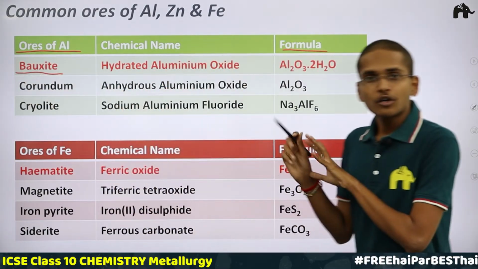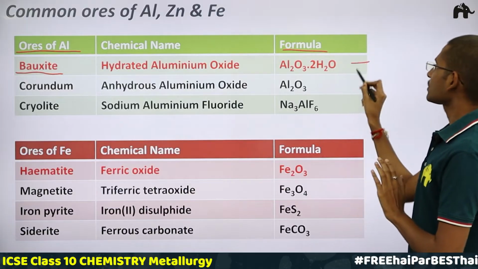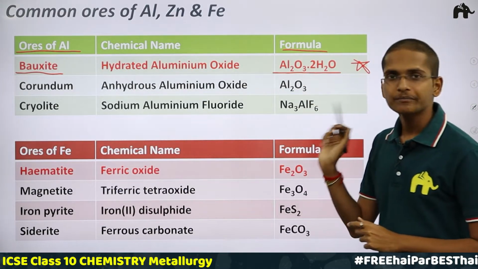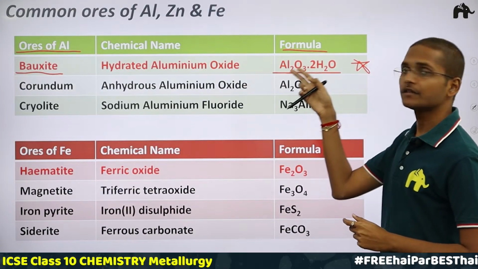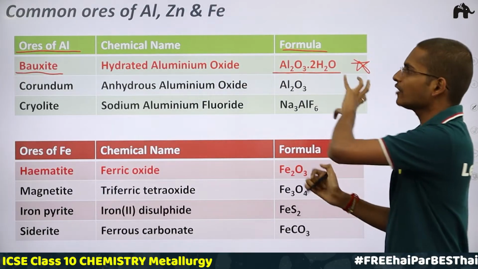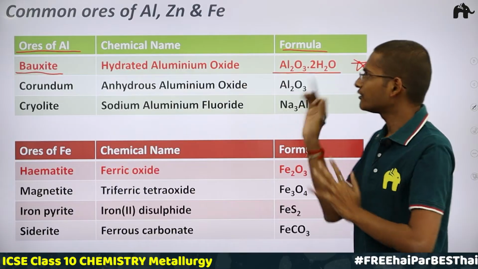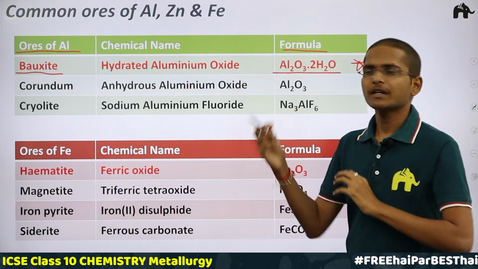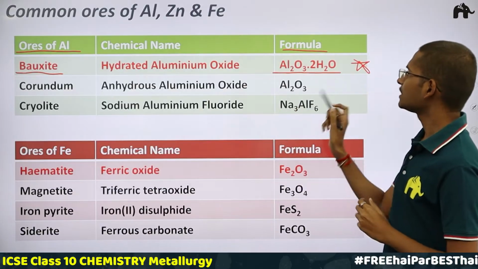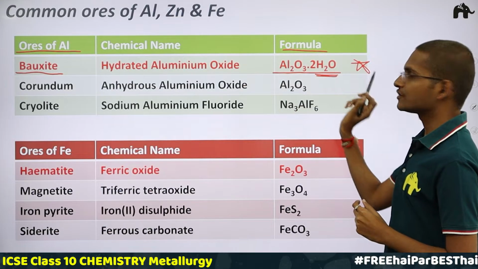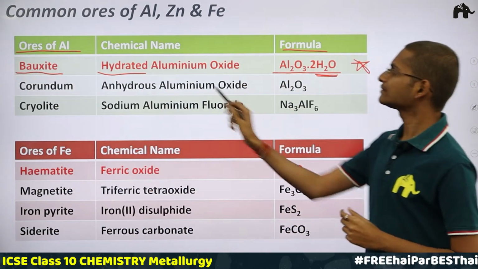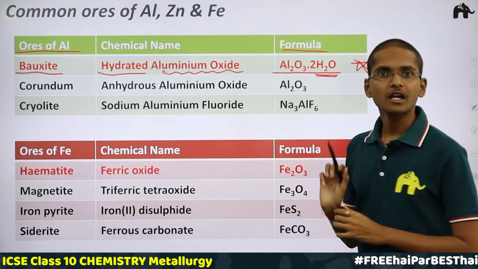Bauxite's chemical formula, very much important, is Al2O3.2H2O. There are two water of crystallization associated with this aluminium oxide. And now its chemical name is very simple. Once you know the formula, you can easily figure out the name from the formula itself. Hydrated, because there is water, and then aluminium oxide. Hydrated aluminium oxide, right? Very simple.